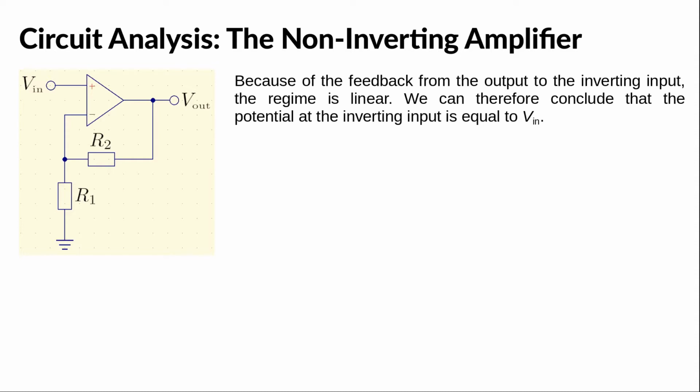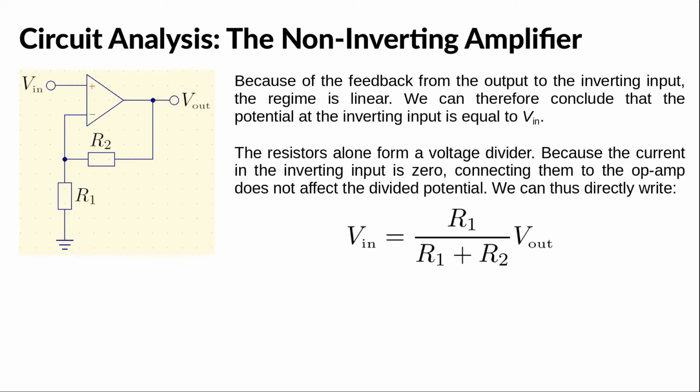As we showed in the first part, the op-amp here works in the linear regime because of the feedback between the output and the inverting input. We can therefore conclude that the potential at the inverting input is equal to Vin. Now, if the op-amp was not present, the resistors would form a voltage divider. The point is that the divided voltage is not affected when the middle point of the divider is connected to the inverting input of the op-amp, because the current through the input is zero.